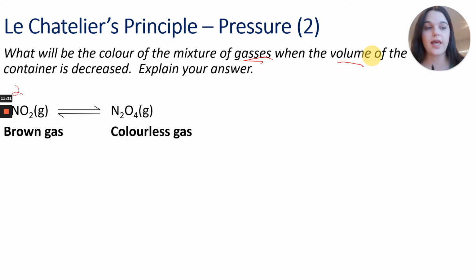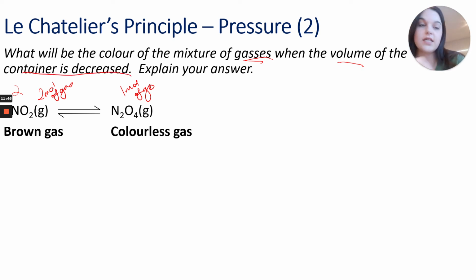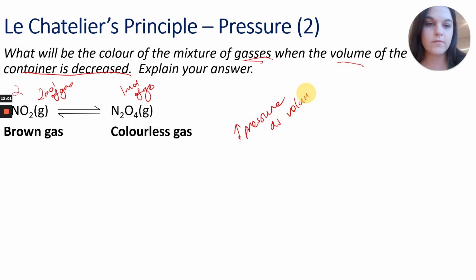I'm going to first look at the moles of gas. So on the reactant side, I've got 2 moles of gas versus 1 mole of gas on the product side. So the container is decreased. So what is that meaning for pressure? I'm decreasing the container size, so I'm squeezing it into a tighter space. I am increasing the pressure as the volume has been decreased. Okay, so that's the first step we need to identify.